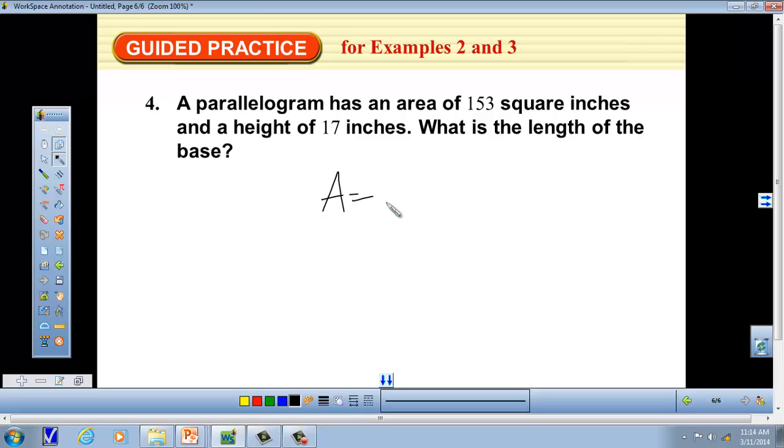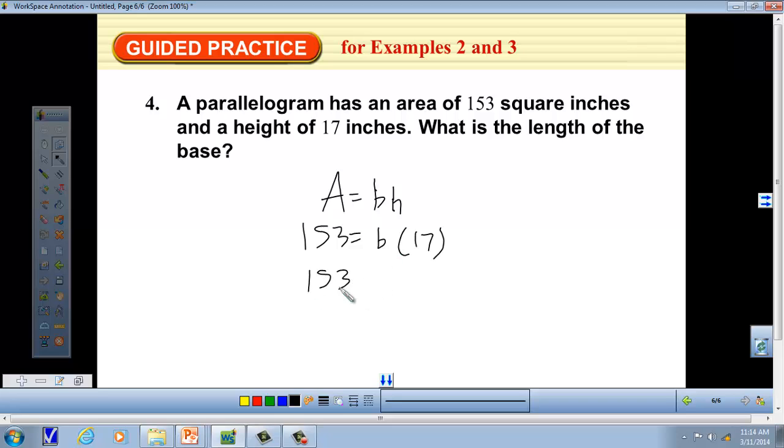So our formula for a parallelogram, the area is base times height, and we know our area is 153. We know that the height is 17, and our base is here. So 153 equals 17b, and so if we divide both sides by 17, we get the base equals 9 inches. Sorry, that should be a b there. So it's 17 inches by 9 inches.